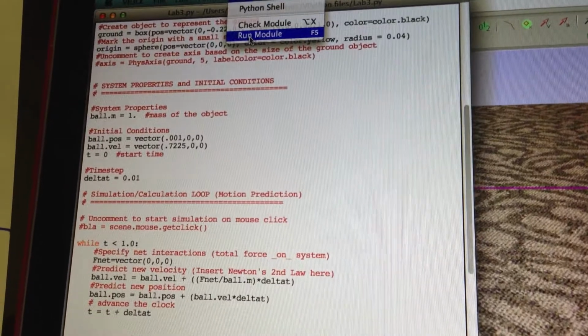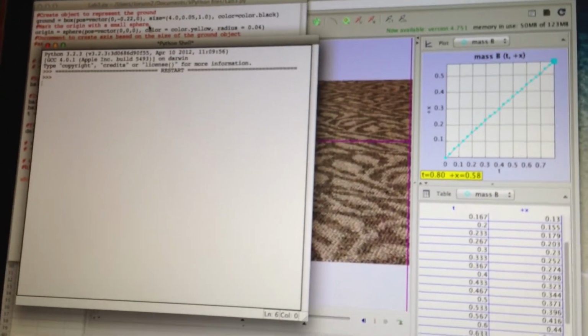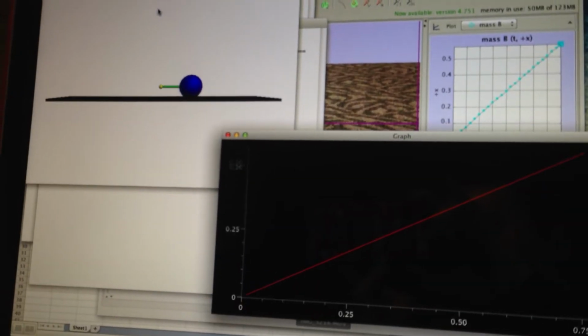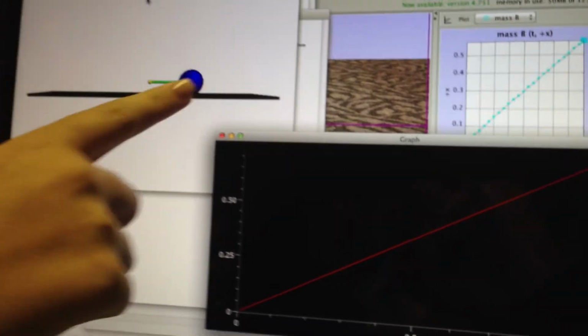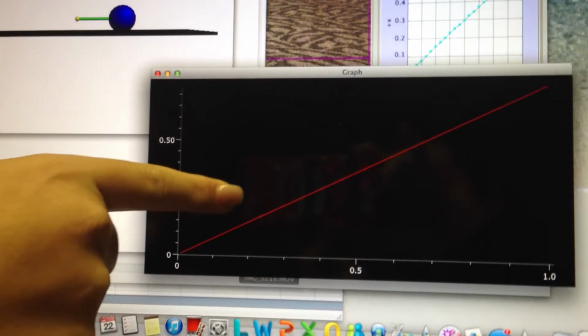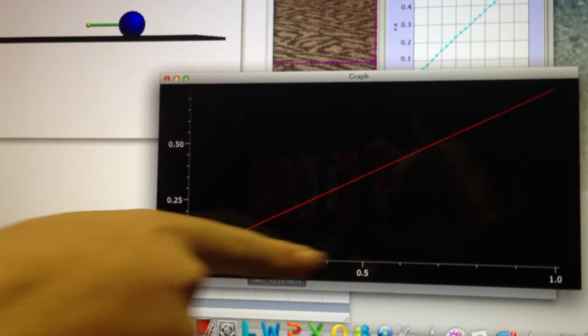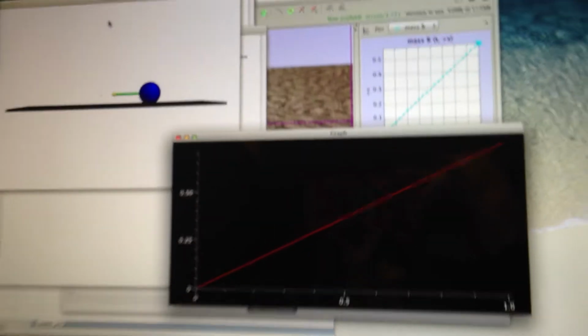So as I run this module, there we notice the ball moving. Our graph is showing that it's increasing, with positive values.